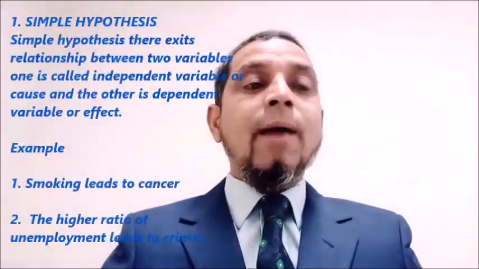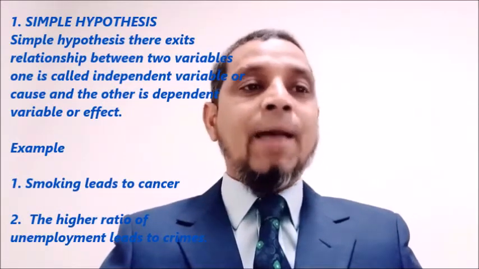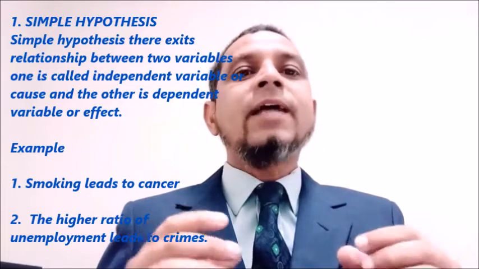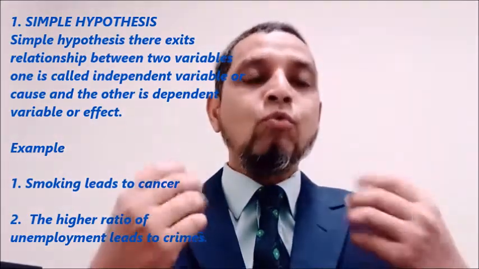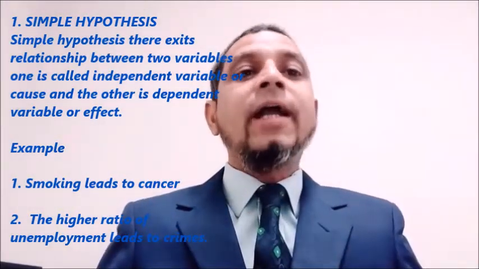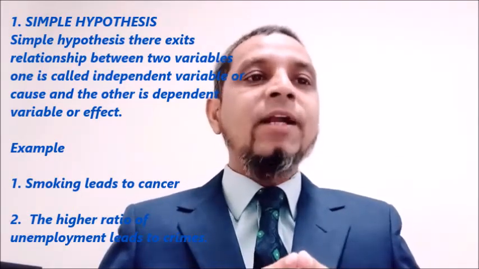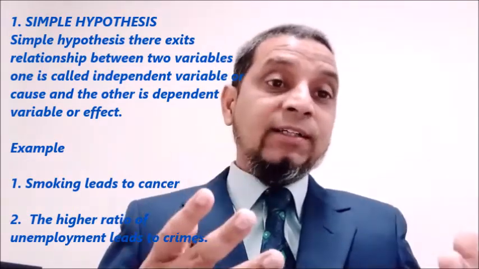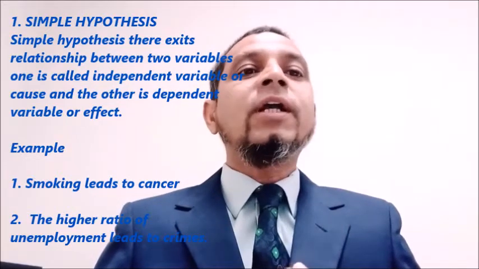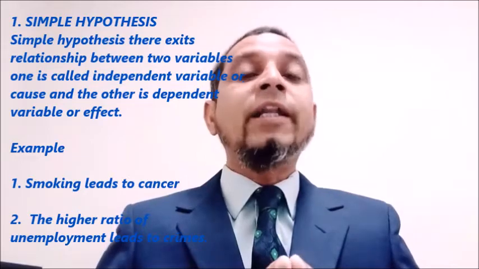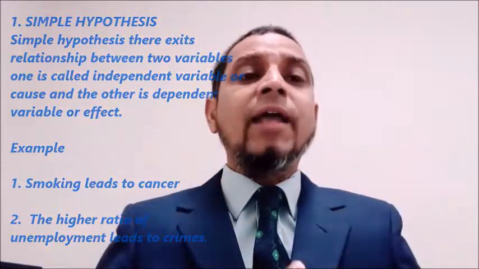So, number one, simple hypothesis. In a simple hypothesis, there exists a relationship between two variables. One is called the independent variable or cause, and the other is the dependent variable or effect. Example: smoking leads to cancer, or a high ratio of unemployment leads to crime.